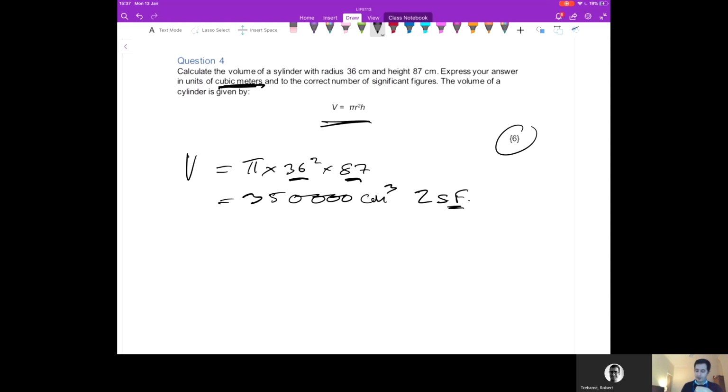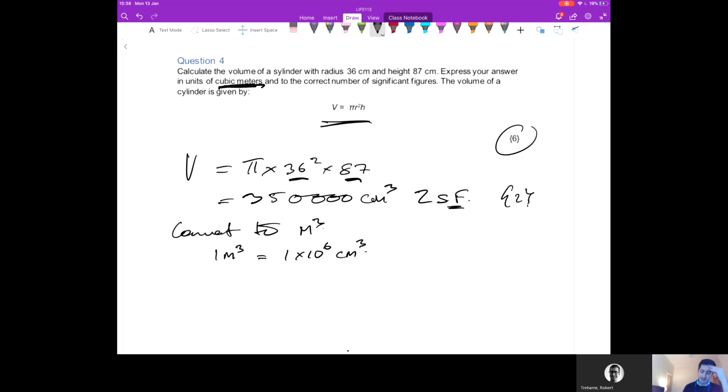So that's 2 marks. I've asked for it in cubic centimeters. So how do I convert centimeters cubed to meters cubed? Well, 1 meter cubed is equal to 1 million, that's 1 times 10 to the 6, centimeters cubed.